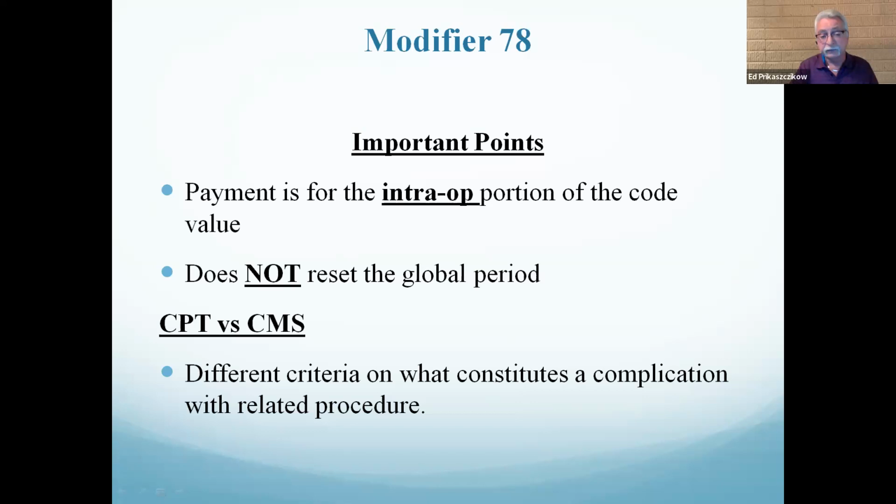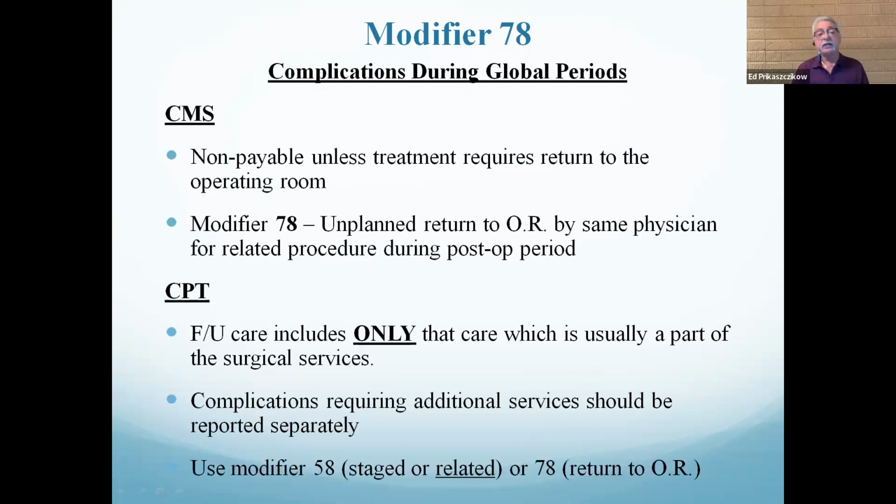If you take the patient back in for a related procedure and use a 78 modifier, you will get paid the intra-op portion of the code only, which is about 69%, but it doesn't reset the global period. The 58 modifier resets the global period. So if you did a major procedure during a global period and use the 58 modifier, you start 90 days all over again. With modifier 78, wherever you're at with that original procedure is where you resume the global period after that second procedure.